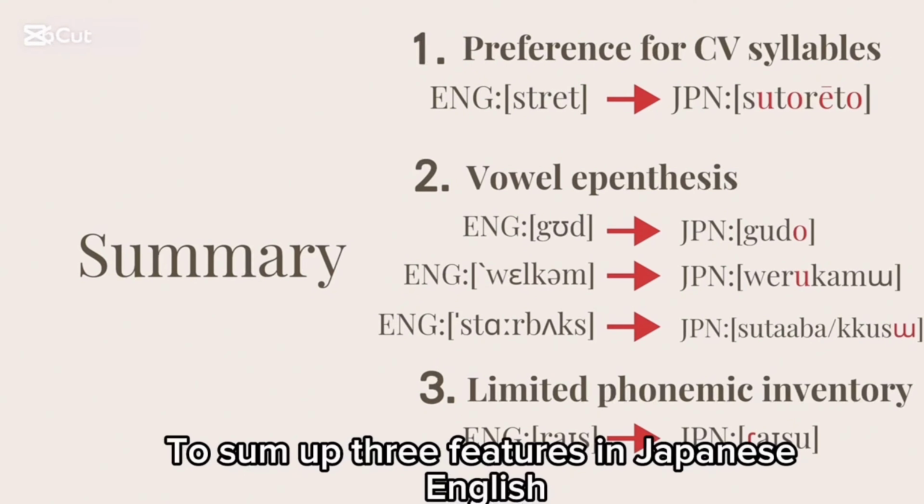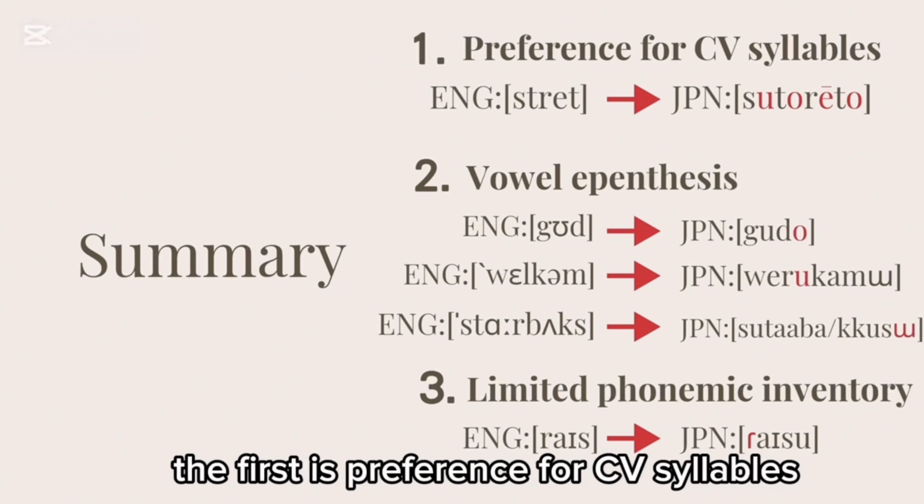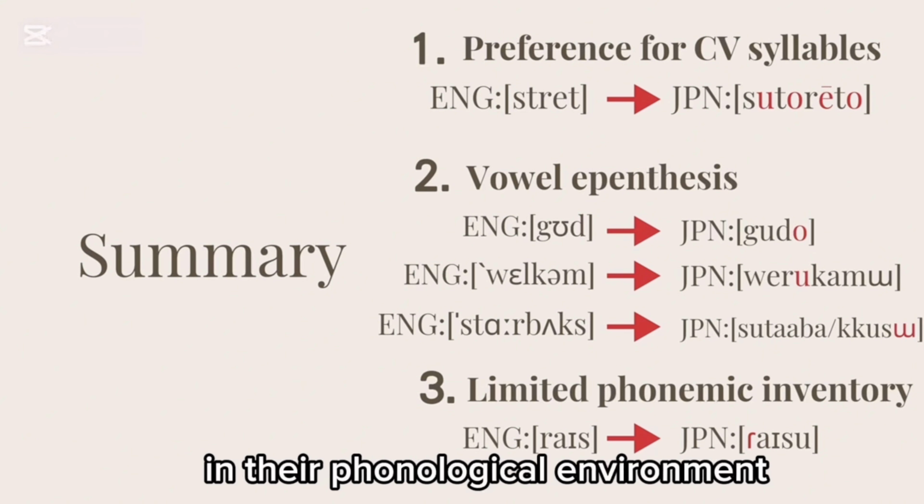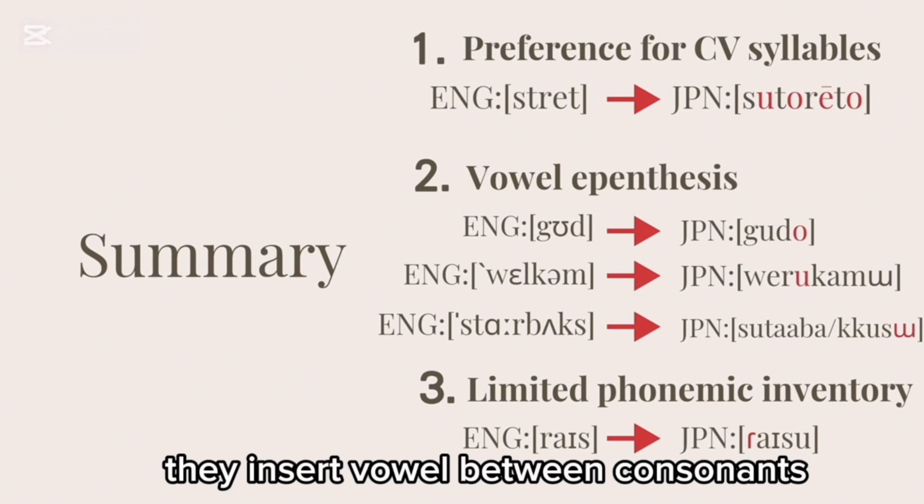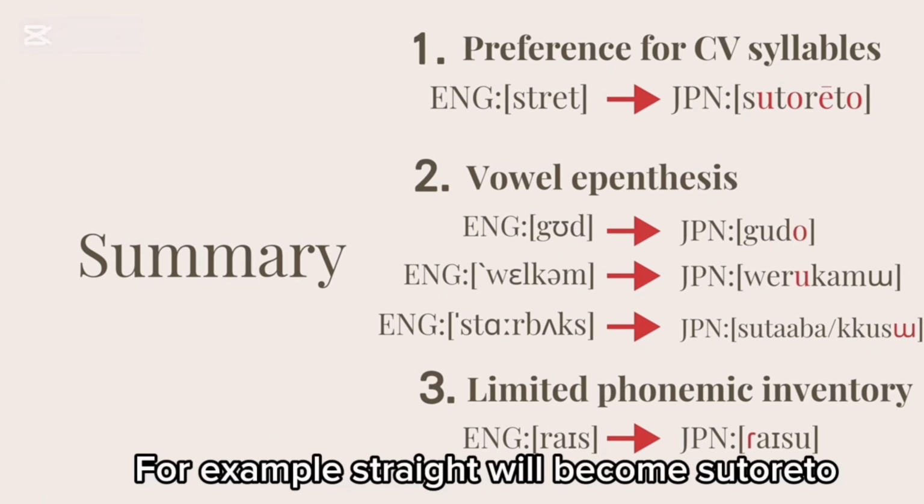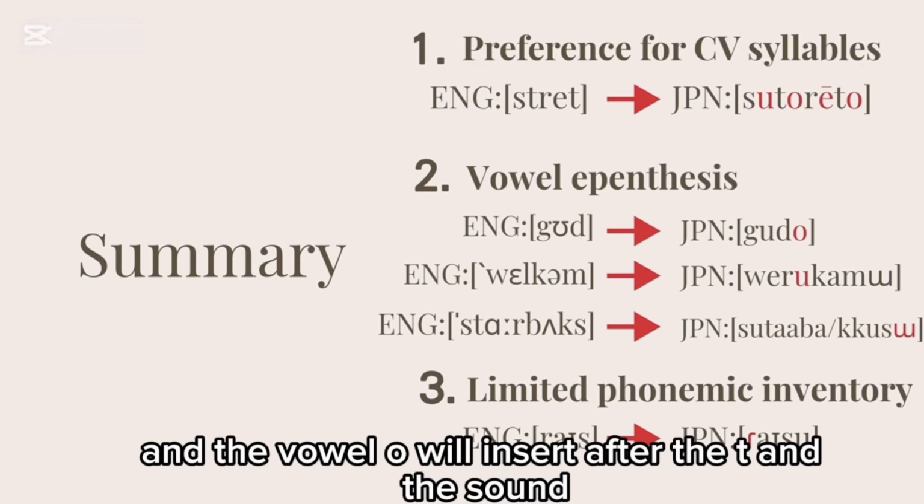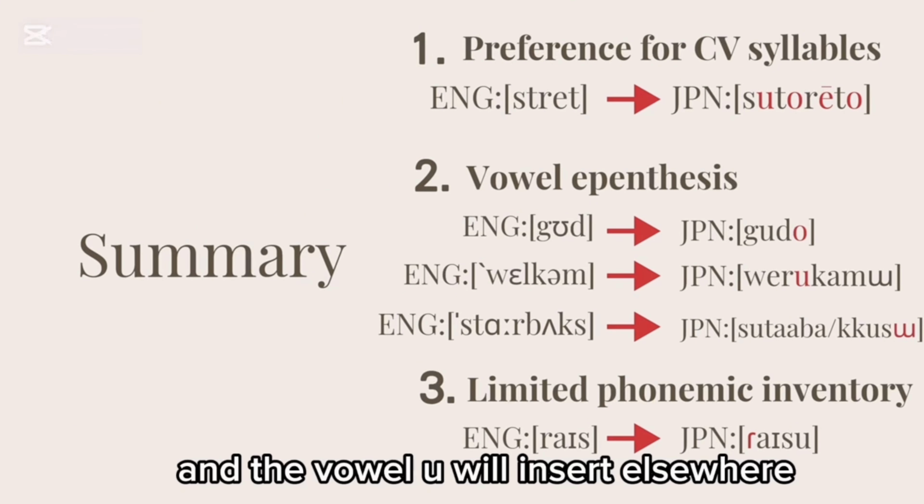To sum up, three features in Japanese English. The first is preference for CV syllables, because Japanese prefers CV structure in their phonological environment. They insert vowels between consonants. For example, straight will become sutoreito. They insert the vowels o and u. And the vowel o will be inserted after the t sound, and the vowel u will be inserted elsewhere.